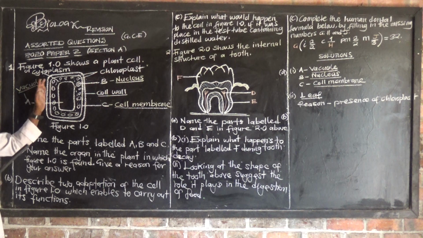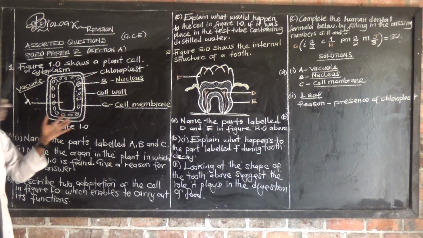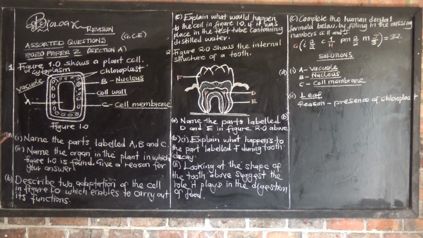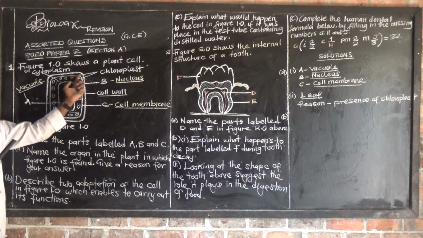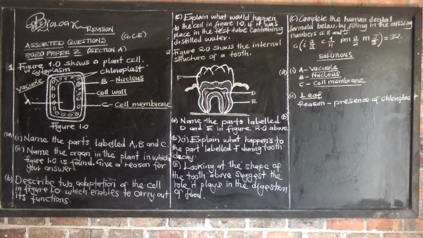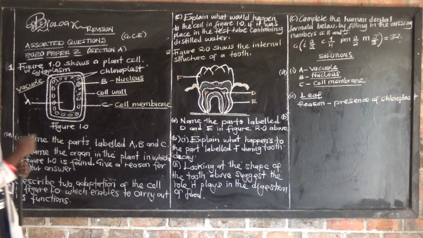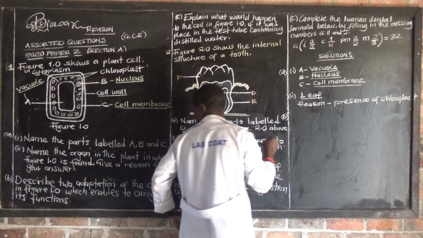Now this rectangular shape increases the surface area. Then number two, the parasite cells contain a lot of chloroplast, which contains chlorophyll to trap light. Let me write first, some of you.